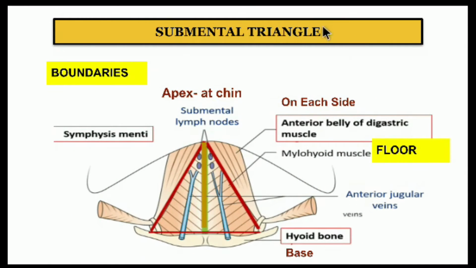First, the submental triangle. The submental triangle apex lies at the chin. It is the midline of the neck. On each side, it is covered by the anterior belly of the digastric muscle, and the base is formed by the hyoid bone. We can see the mylohyoid muscle forming the floor of the submental triangle. And here we can see that it contains submental lymph nodes and anterior jugular vein with submental veins.